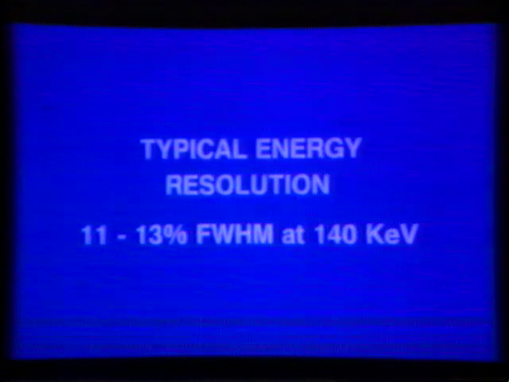Energy resolution is a very important parameter in determining the overall performance of a gamma camera, because it's the parameter which allows a camera to differentiate between primary photons and Compton scattered photons. This ultimately determines the spatial resolution of the system. Energy resolution is expressed as a percent full-width half-max of a specific energy. Most cameras have an energy resolution in the range of 11 to 13% full-width half-max at 140 keV. The lower the number, or the smaller the percent, the better the energy resolution.